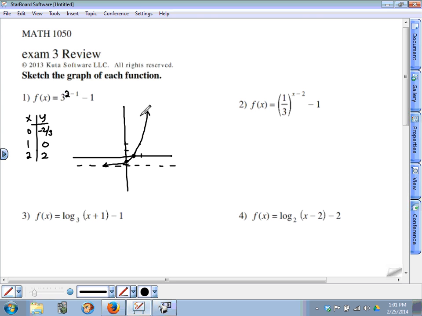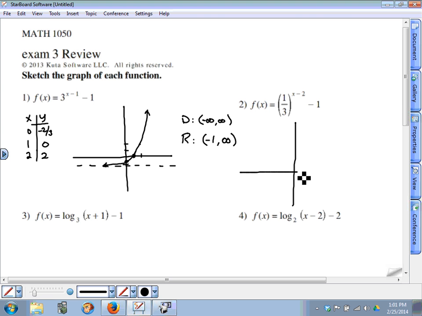So there's the graph. Now it doesn't specifically ask for it on this question here, but it may on the exam, the domain and range. The domain is all real numbers. The range doesn't include -1, but it's from -1 to infinity. Okay, question 2.